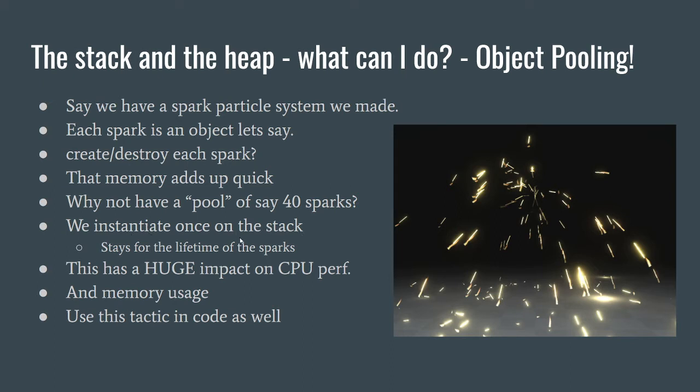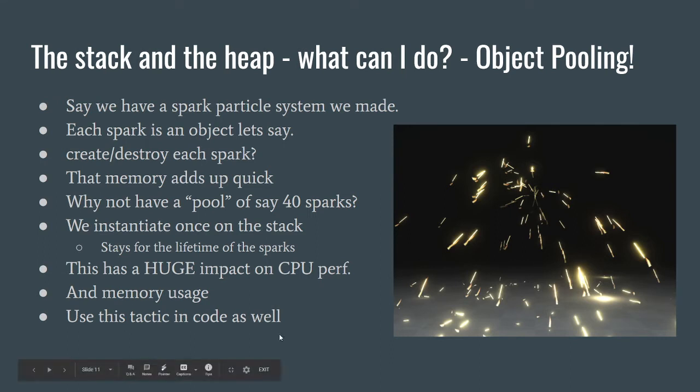That's a typo. We instantiate once on the heap is what that should say. And that stays for the lifetime of the sparks. So that has a huge impact on the memory usage and the CPU performance. Those things go hand in hand, because if you use lots of heap memory, it probably means that the garbage collector is going to be using a lot of performance to clean up all your crap as well.